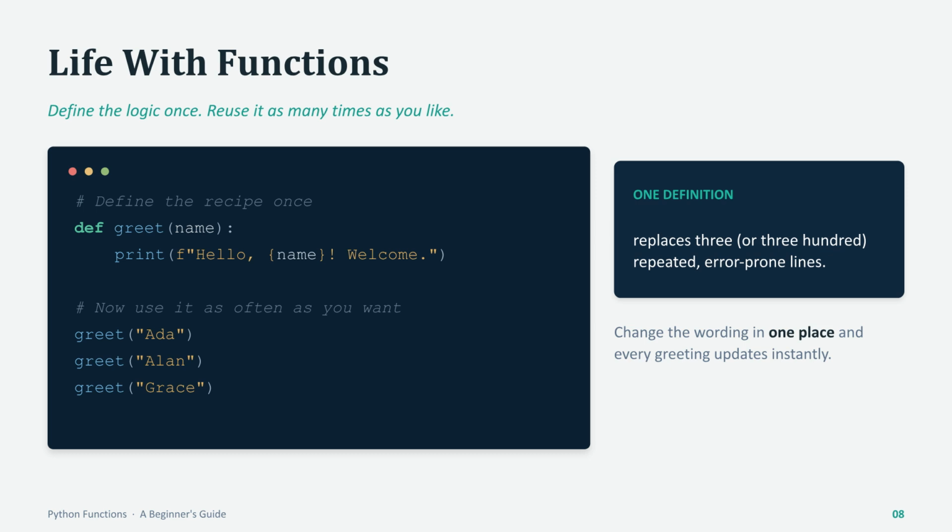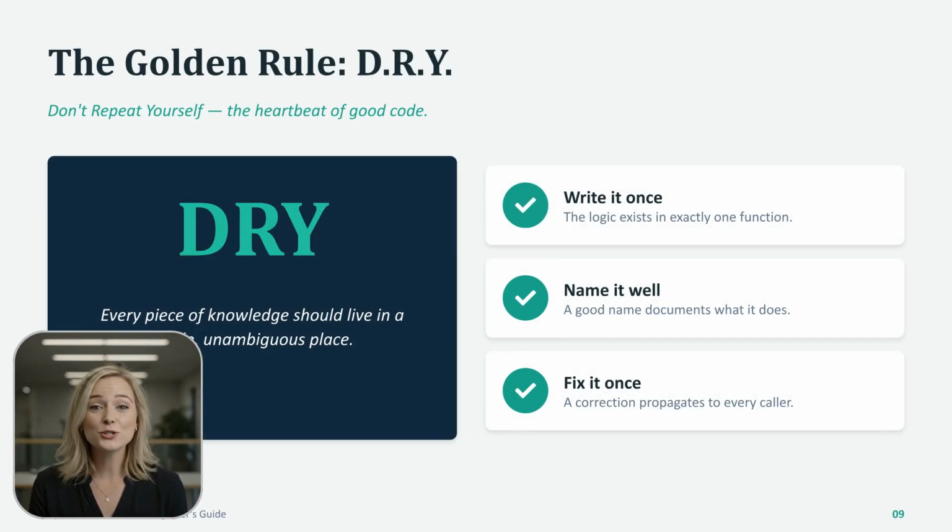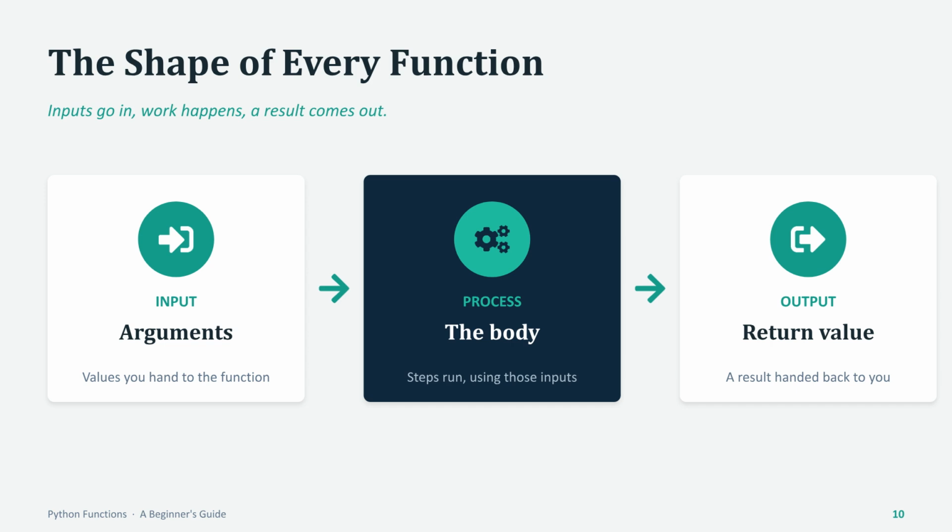With functions, you define the logic in one place. If you ever need to make a change, you update that single definition, and every part of your program is updated instantly. This follows the golden rule of programming, DRY, or don't repeat yourself. Every piece of knowledge should live in a single, unambiguous place. To summarize the shape of every function, you have arguments as your inputs, the function body as your process, and a return value as your output.